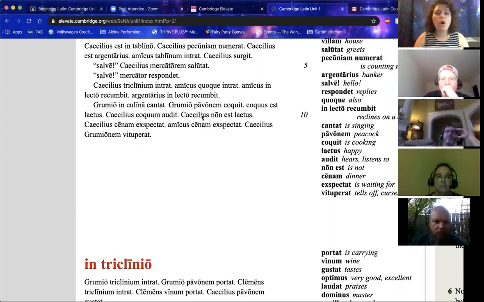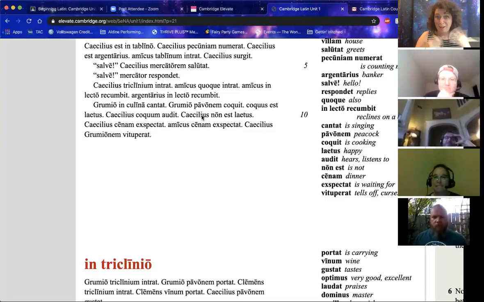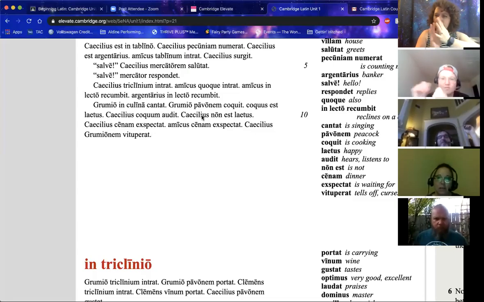Okay. Caecilius cocum audit. Oh no. What happens with Caecilius here? Who wants to tell me? He hears the singing and is not happy about it. Not happy, no. Because if he's got time to sing, he's obviously not working hard enough, right? Maybe. Caecilius non est laetus. Caecilius cenam exspectat. Why is he not happy?